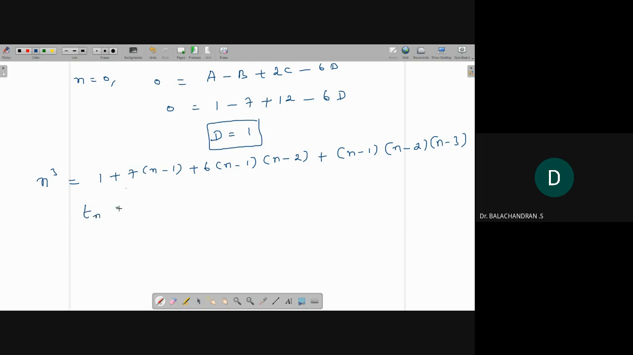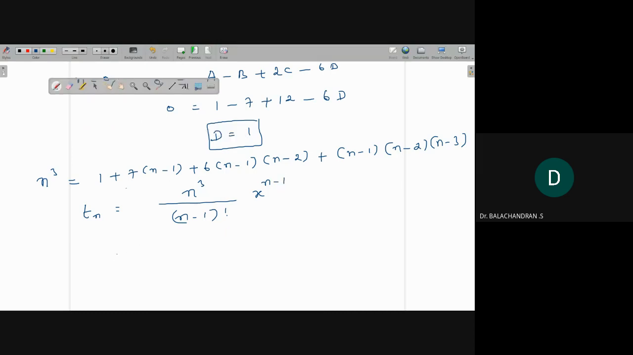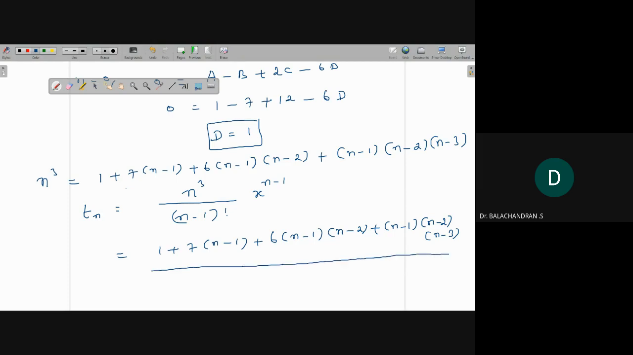Tn equal to n cube divided by (n minus 1) factorial into x power n minus 1. But we know that n cube is equal to what? 1 plus 7 into (n minus 1) plus 6 into (n minus 1) into (n minus 2) plus (n minus 1) into (n minus 2) into (n minus 3), divided by (n minus 1) factorial into x power n minus 1.